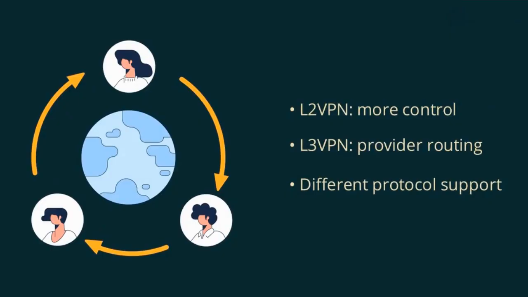L2VPNs give customers more control over their internal networks, as the provider only transports Layer 2 frames. In contrast, L3VPNs leverage the provider's expertise to optimize routing and simplify management. With L2VPN, there's no routing interaction between customer and provider, while L3VPNs require active route exchange. The choice depends on your organization's needs for control, scalability, and protocol support.